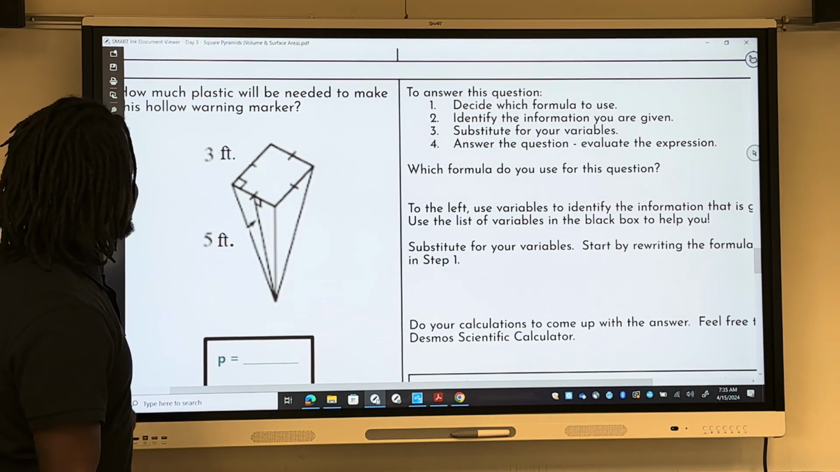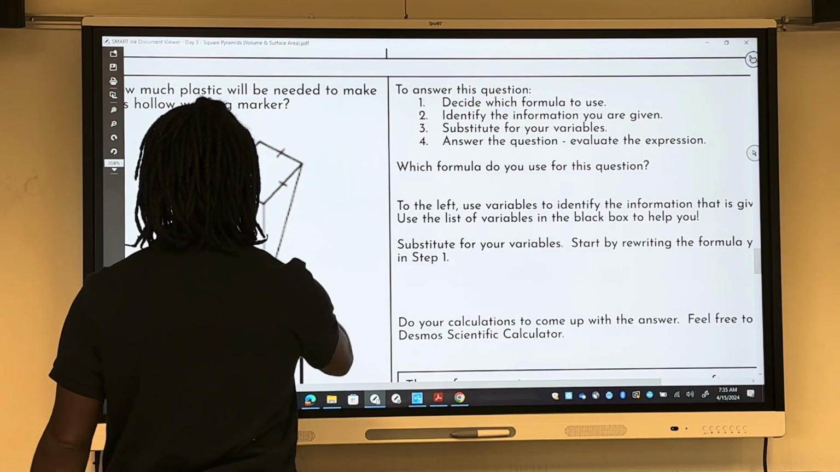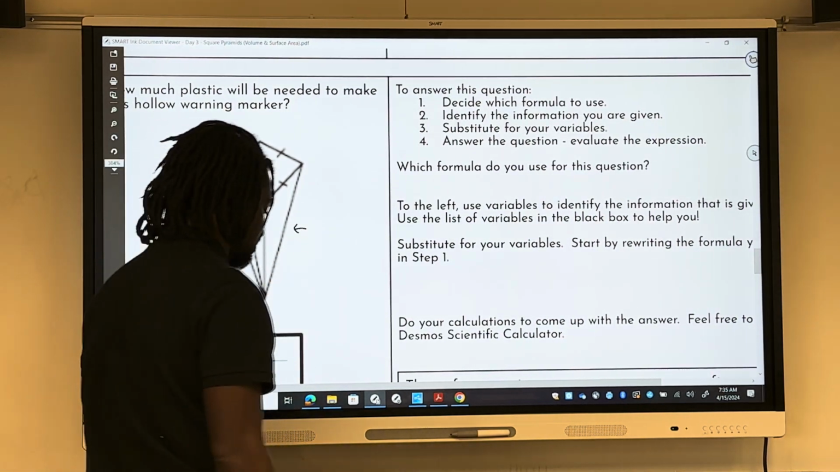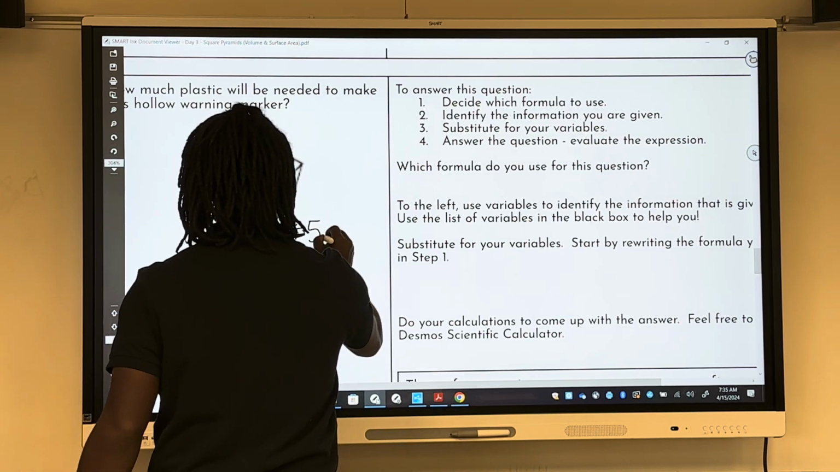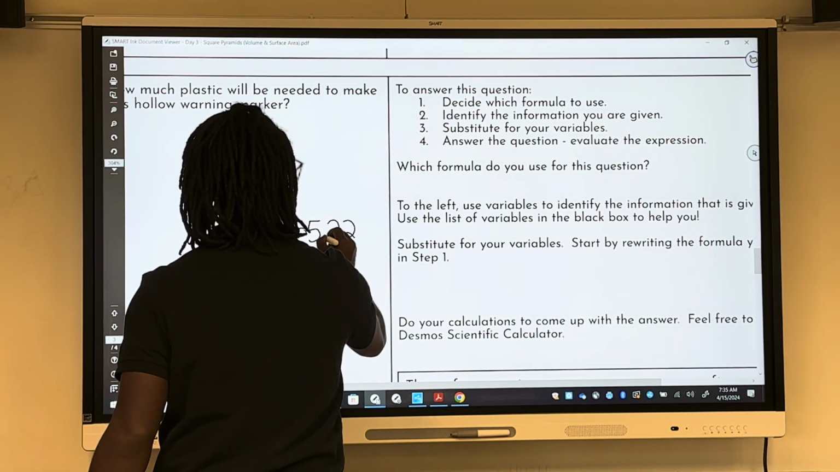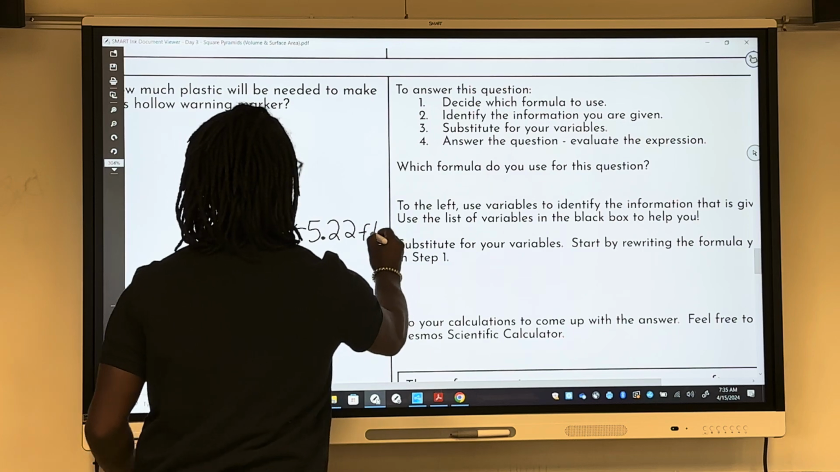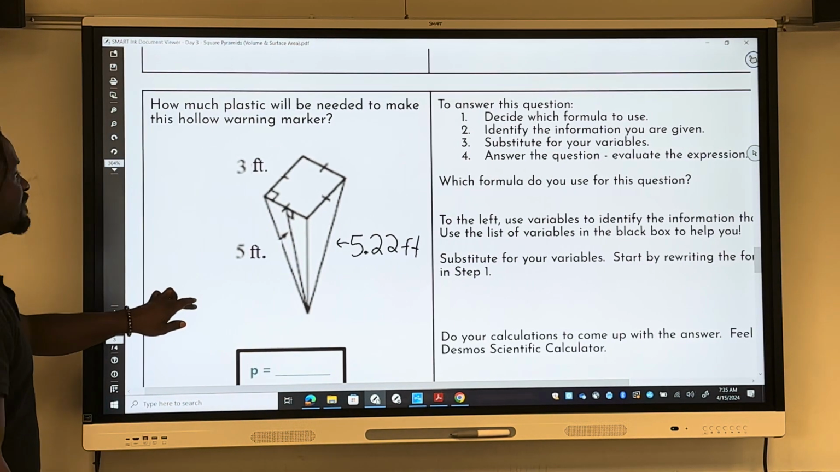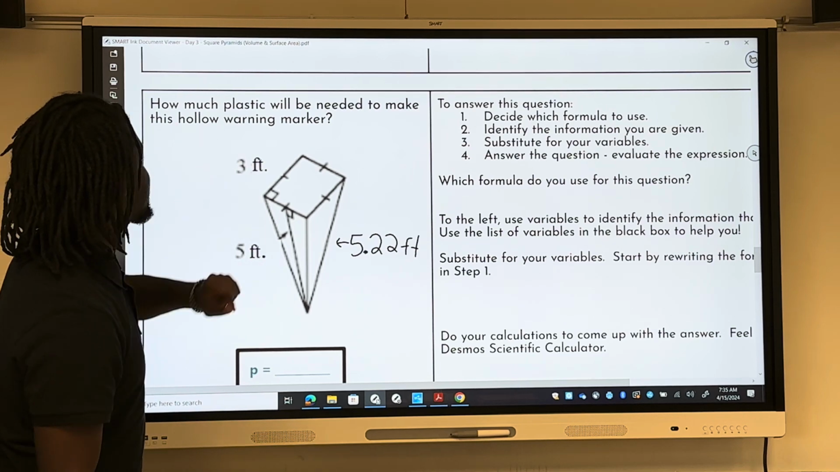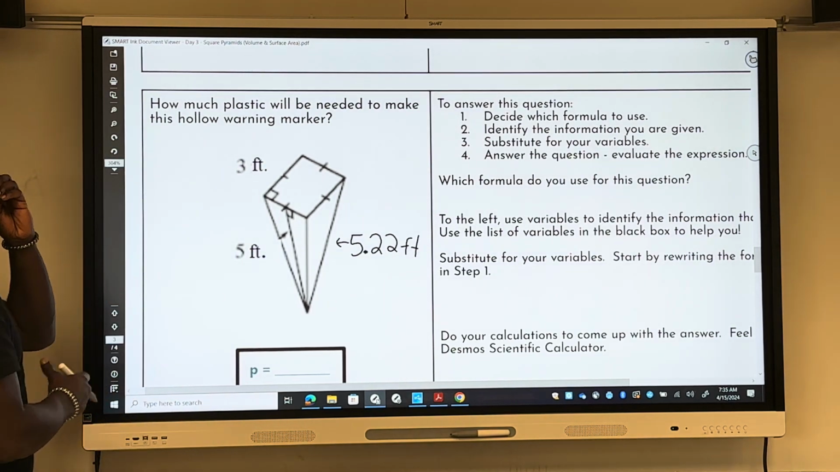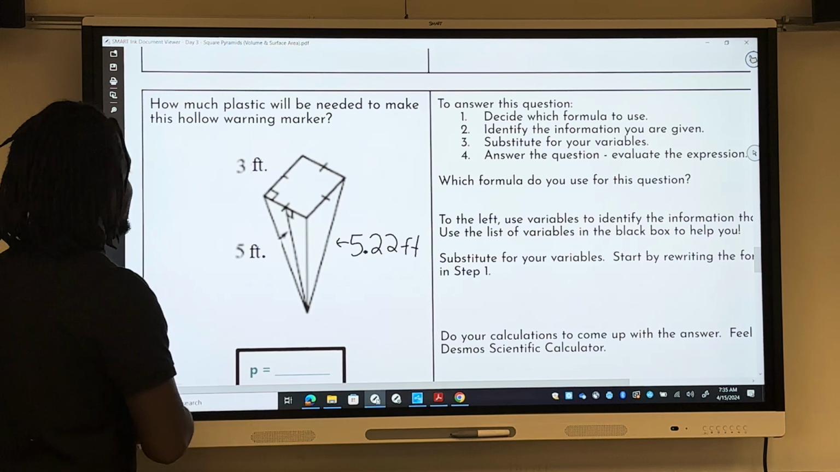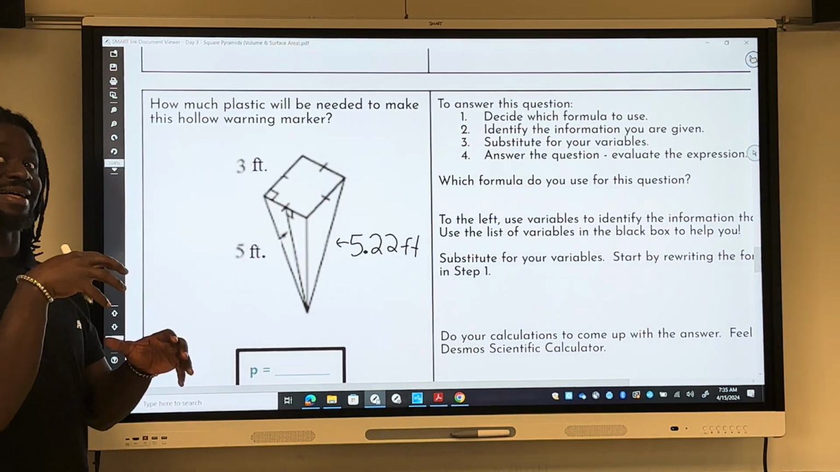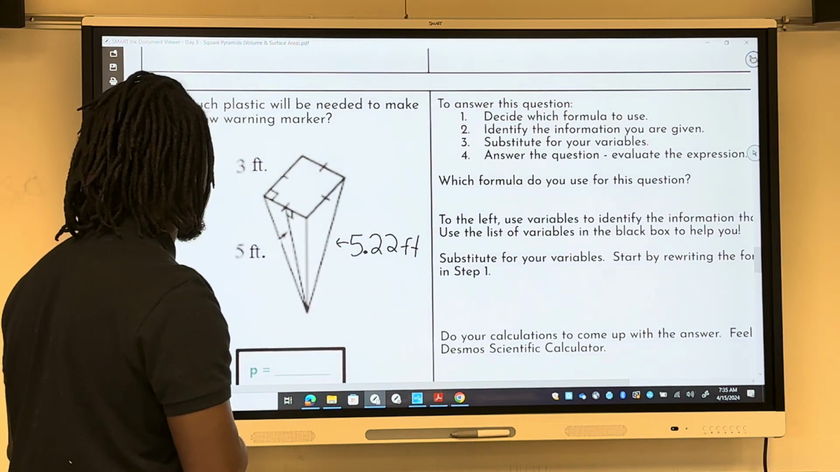Hey, in this one, it did not give me the slant height, so you need to go and add this. The slant height for this one is 5.22. Okay, so 5.22 feet is the slant height. Again, that was left off accidentally. So how much plastic will be needed to make this hollow warning marker? Okay, so again, it's talking about just the outside, the surface area, right? Not the inside, the outside of it, okay?